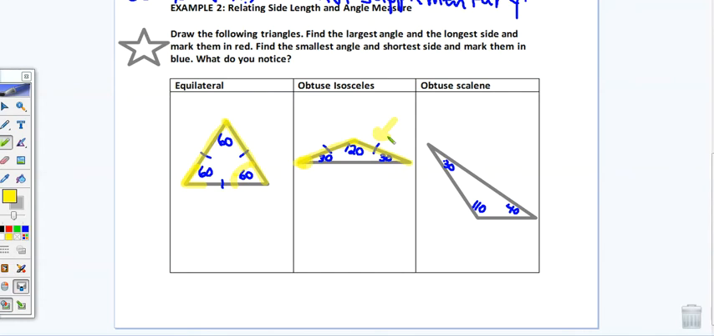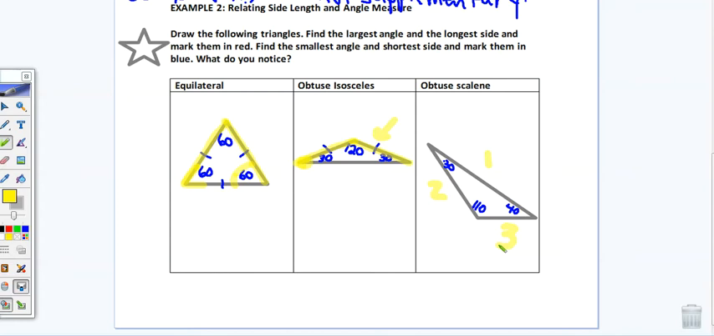So my question becomes then this. I'm going to put side 1, side 2, side 3. Which side, 1, 2, or 3, is the longest side there? 1. Okay. What's the second longest side? 2. What's the shortest side? Okay. Notice this right here.